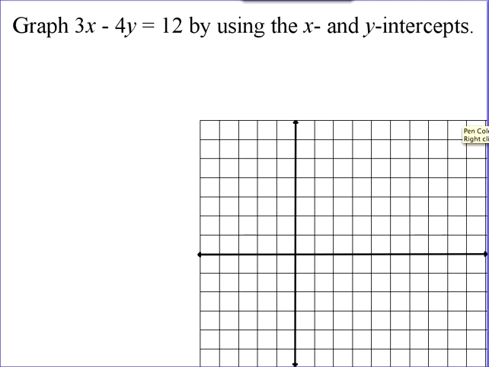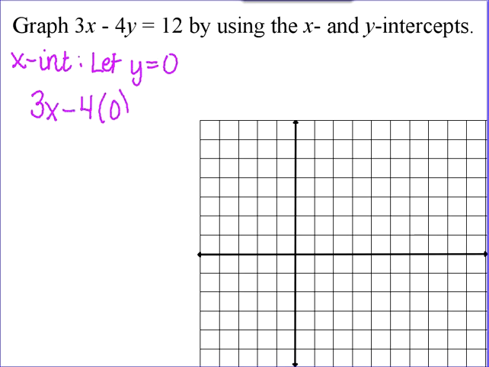Now, let's look at this. This is a review from yesterday as well. Graph using the x and the y intercepts. To find the x-intercept, what do you do? You let y equal 0. So I've got 3x minus 4 times 0 equals 12. What's 4 times 0? 0. So I end up getting 3x equals 12. So what does x equal? 4. For those of you wondering how you got 4, remember, we just divide each side by 3.